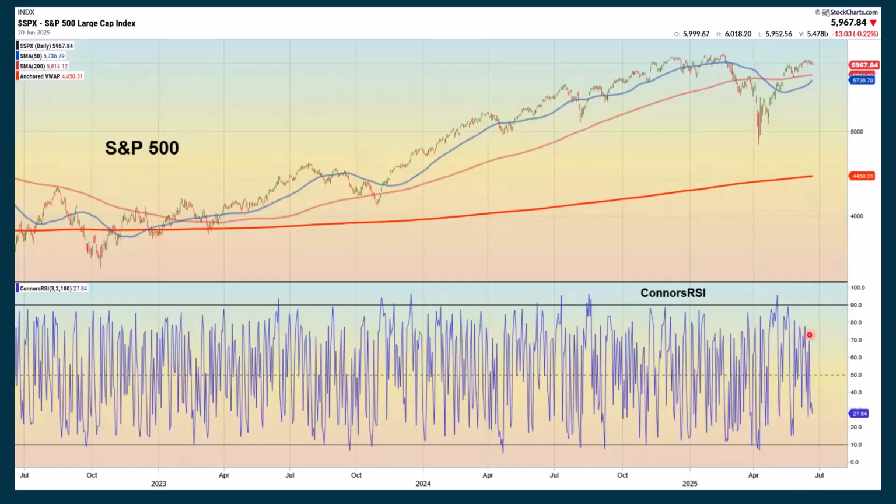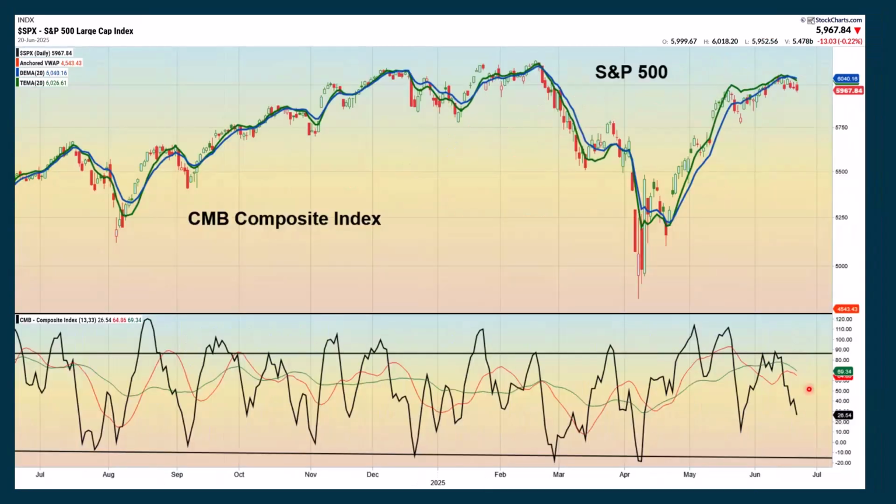And the Connors RSI, we just look for extreme positive or negative readings here. On a daily basis, this thing bounces all over the place, but we don't see very many extreme positive or negative readings very often. Coming down and looking a little more negative, but again, this is the CMB composite, and I only show it in the videos when we're above the black line or below the black line.